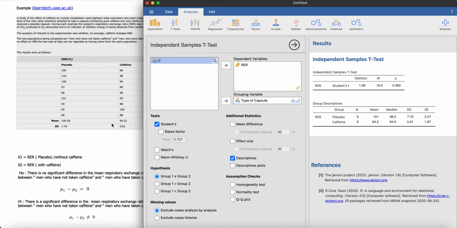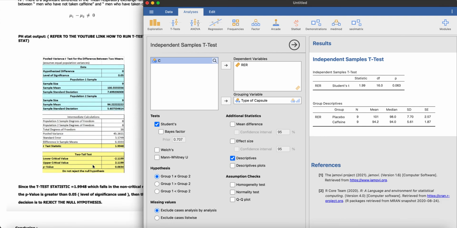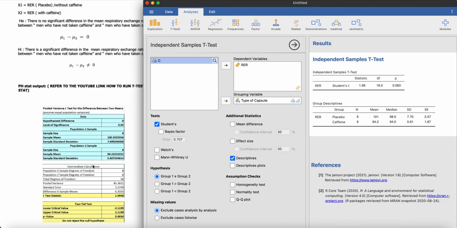So the means are pretty much the same. The SDs are also the same. So what we want in particular is this value of p, or your p-value. You can see that your p-value is 0.063. Clearly, 0.063 is greater than your alpha level, which is 0.05. Therefore, our answer would be we will not reject. Okay? Meaning we will not reject the null hypothesis.